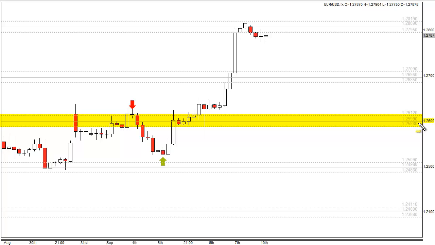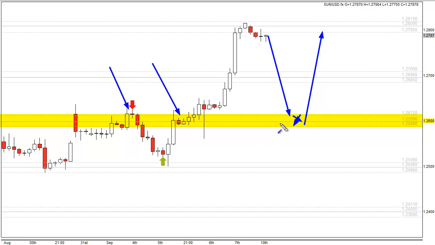This is quite a strong area of resistance. You can see just last week, price came up to it and reversed, came up to it again, and it struggled for quite some time before breaking up through it. So this week, this is a strong area of support. And again, much like the other levels, if price comes down here, I'll be looking for indecision. I'll be looking to take some long reversal trades.